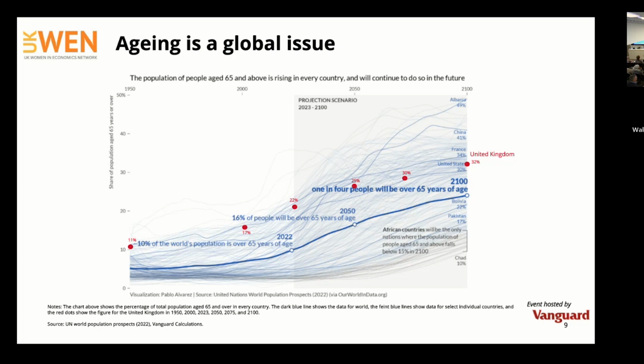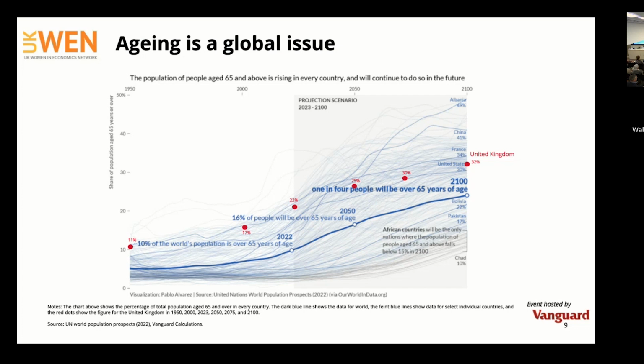But as you go across in terms of time and also the forecast, you can see that where we are today, 2022, it's below 10%, but as we move to 2050, that number will rise to 16% for the world economy. And as we get to 2100, the end of this century, 1 in 4 people will be over the age of 65. So that's the aging population in the global sphere.